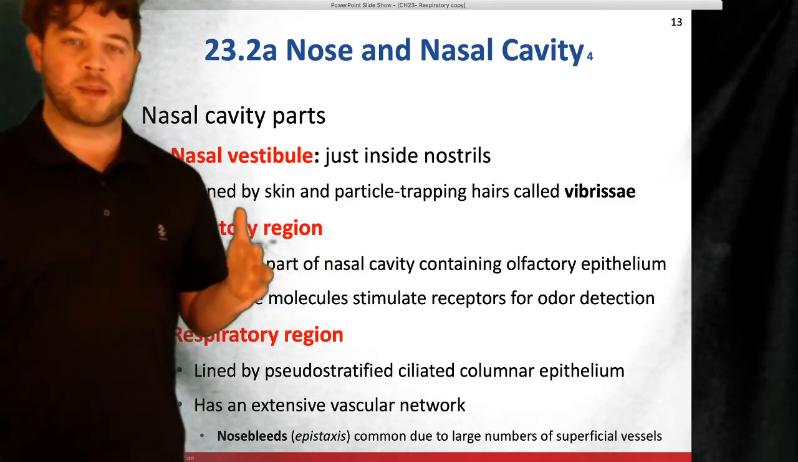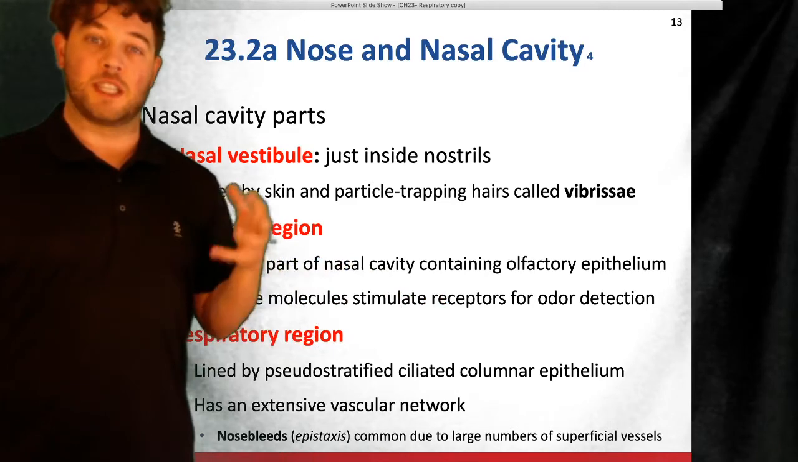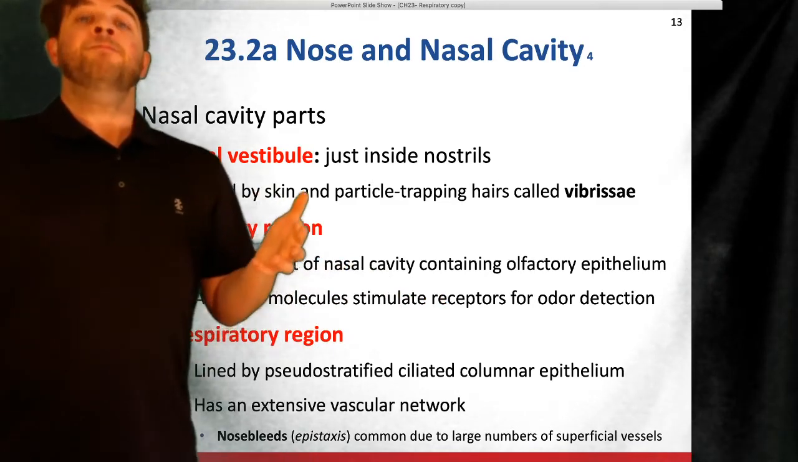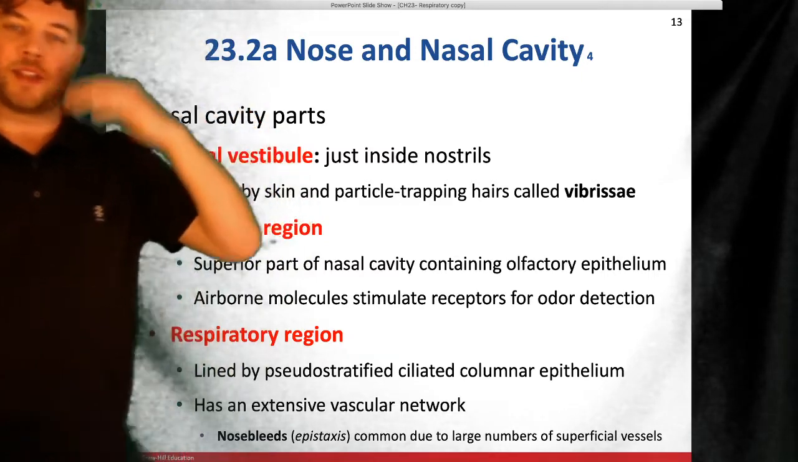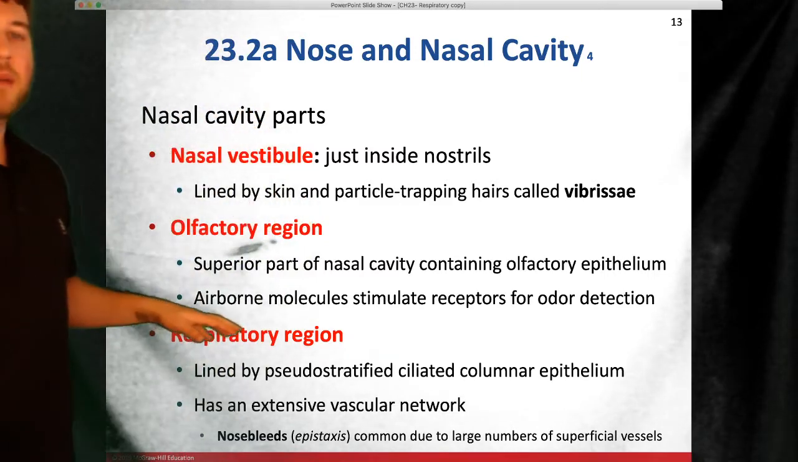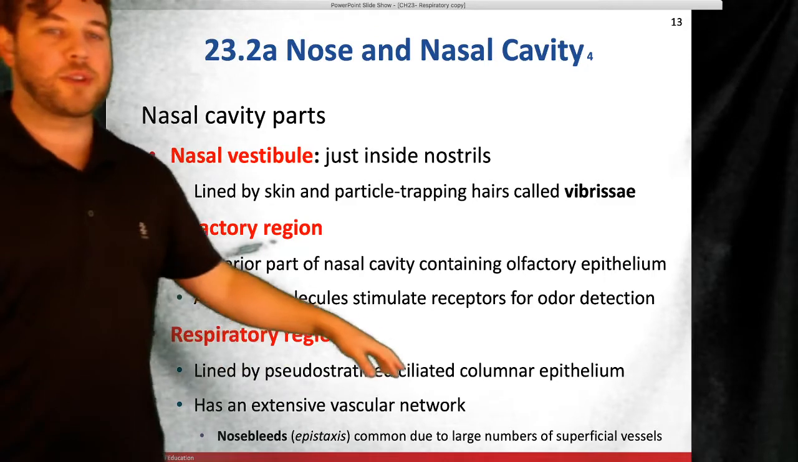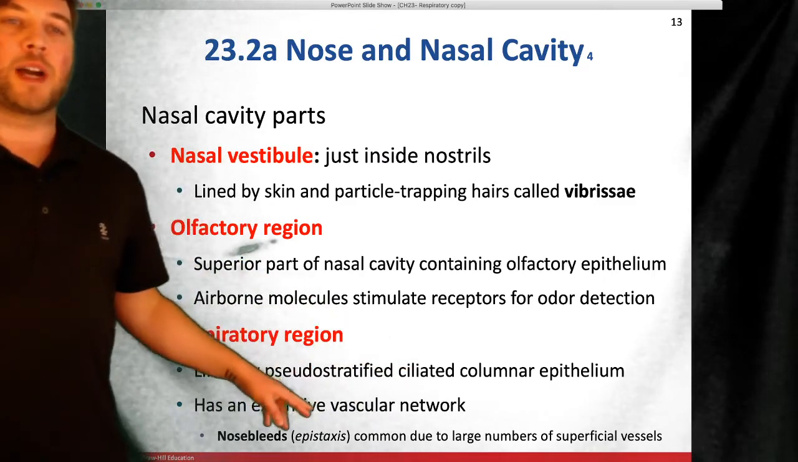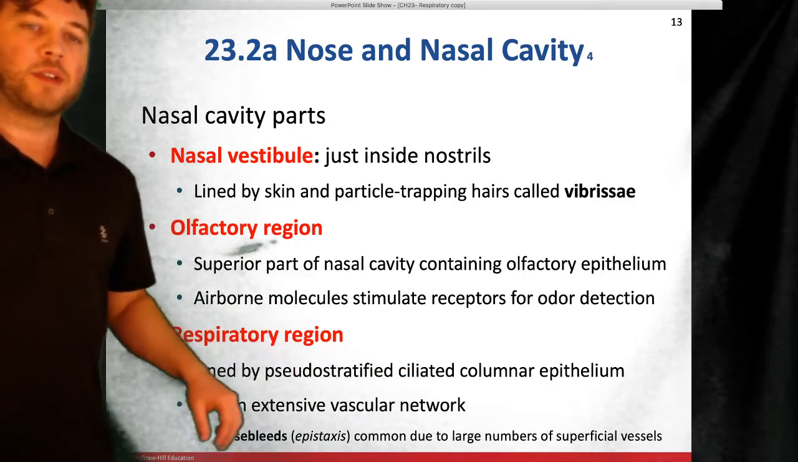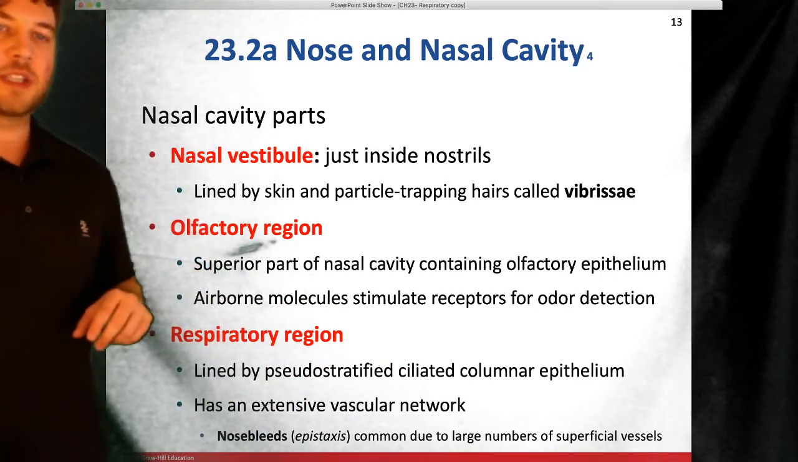Remember, kind of when you're smelling something, you can't just do a normal breath. Usually to get a really good smell of it, you have to take a deep breath in. It's because those olfactory receptors are higher up in the nasal vestibule. The respiratory region is lined by the pseudostratified ciliated columnar epithelium, an extensive vascular network, which is why nosebleeds are very common due to the large amount of superficial vessels in that area.